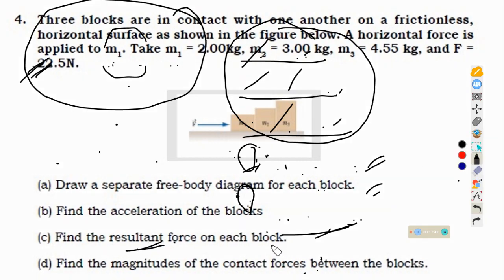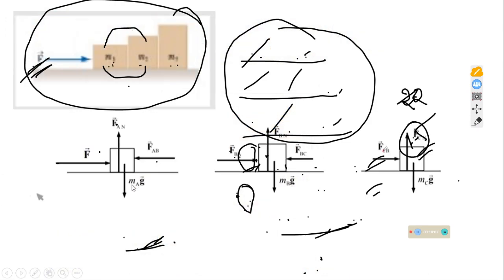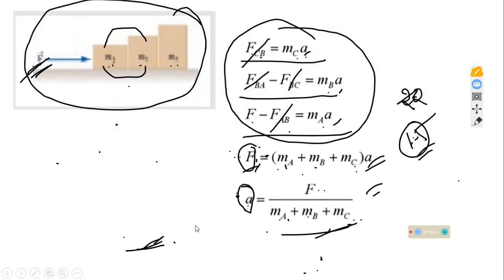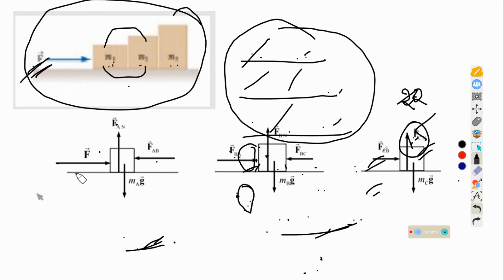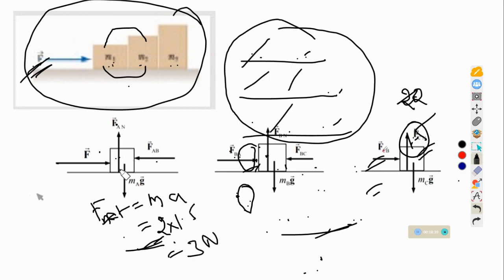Find the resultant force on each block. Now, suppose the acceleration is approximately 1, or take it as 1.5. If the acceleration is 1.5, how to find the resultant force? The resultant force, the net force on block 1, is nothing but the mass of the block into the acceleration of the block. Now this mass is 2 kg. With acceleration 1.5, we get 3 newtons. 3 newtons is the net force acting on the first block.